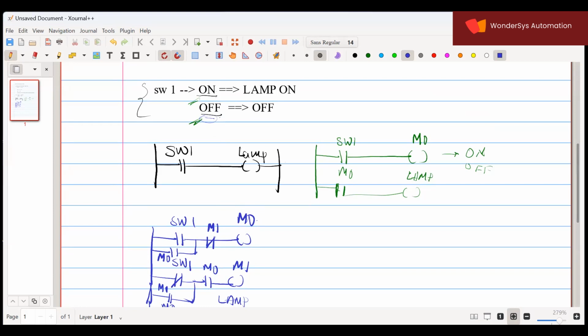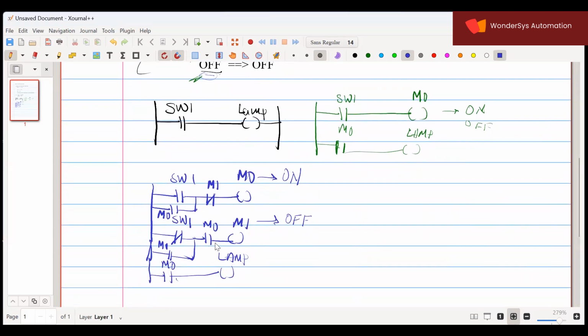Now this one is storing only the on state and this one is storing only the off state. Using this on or off state, I can operate the lamp. Since here I want to perform only on and off, I'll go only with memory M0 at my output. When I switch on, memory will store a high condition. This high condition will appear here. This will allow the current and the lamp will be on.